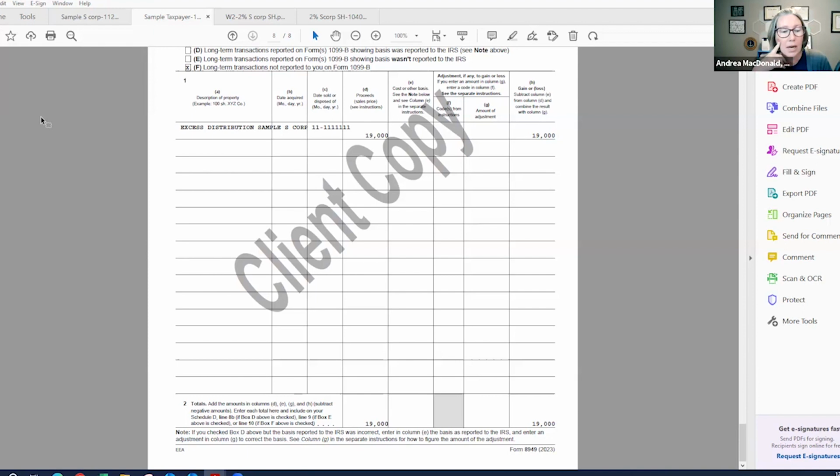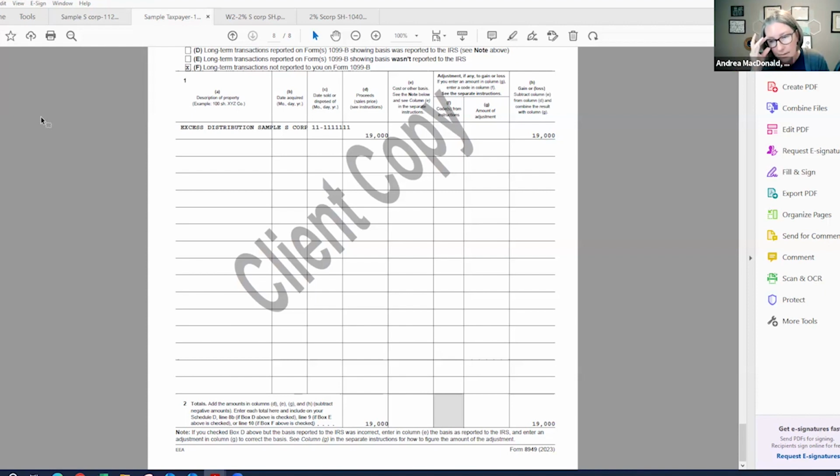So Robin asked in the chat to review distributions in more detail. What is considered distributions? Yeah, this is a fun one. Essentially, in really broad strokes, any money that's taken out of the company for the personal benefit of the S-Corp shareholder or the LLC member, whatever, of the business owner, that's not wages, is going to be a distribution.